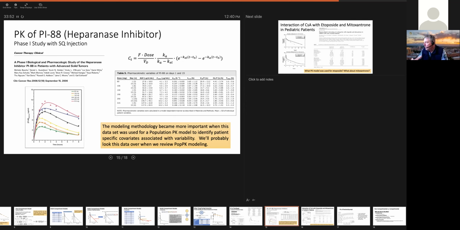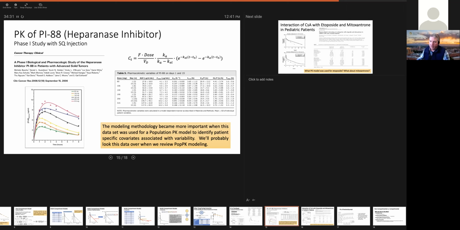This data, along with some other data in healthy volunteers, was used to do some pop PK modeling, and I'll probably use that as an example for population PK modeling. We'll talk about that later to identify some specific covariates. We did that in this early paper too, but then we did it in a more discrete and fashionable way using NONMEM approaches later with some extra added data sets. But again, the point is compartmental modeling to describe the pharmacokinetics of this heparinase inhibitor in early phase 1 development when we were doing it. Okay.